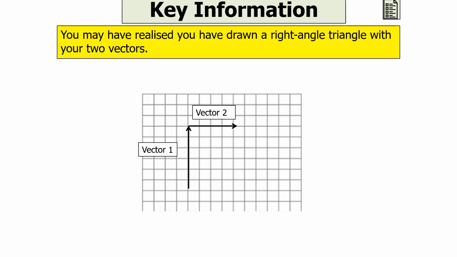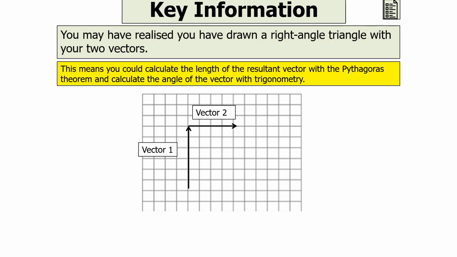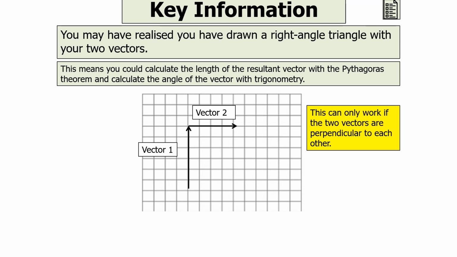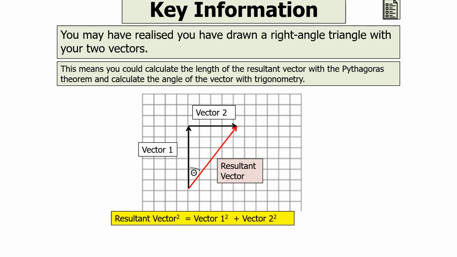Now you might have realised in this previous method you have drawn a right angle triangle with your two vectors. This means you could calculate the length of the resultant vector with the Pythagoras theorem and calculate the angle of the vector with trigonometry. But be aware that this can only work if the two vectors are perpendicular to each other. So for example, we can say here that the resultant vector squared is equal to vector 1 squared plus vector 2 squared, and the tan of the angle is equal to vector 2 over vector 1.